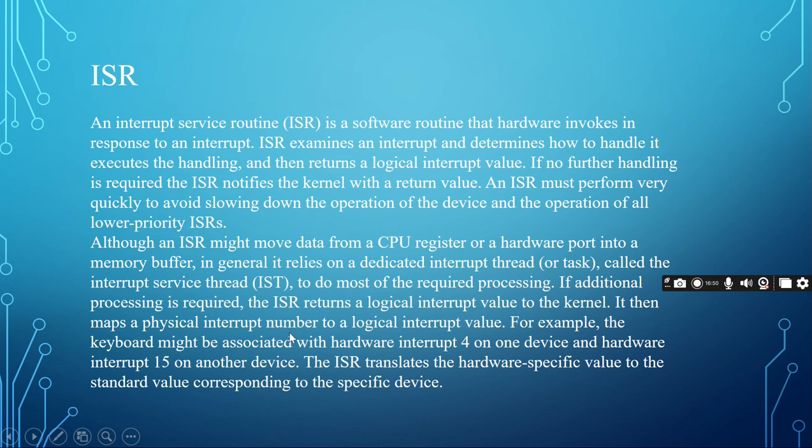It then maps a physical interrupt number to a logical interrupt value. For example, the keyboard might be associated with the hardware interrupt 4 on a device and the hardware interrupt 15 on another device. The ISR translates the hardware specific value to the standard value corresponding to the specific values.